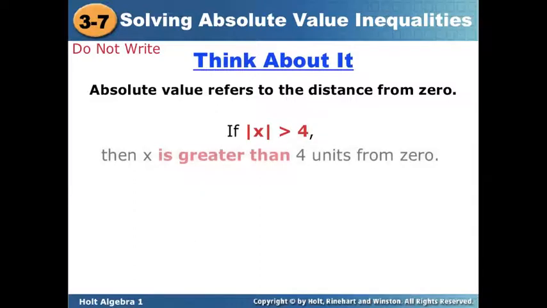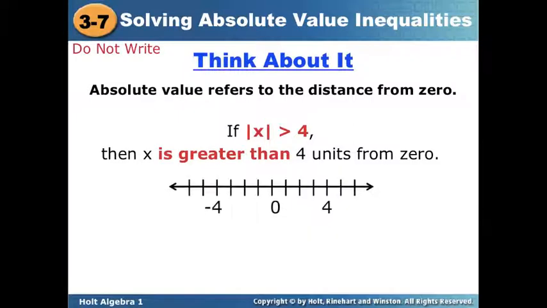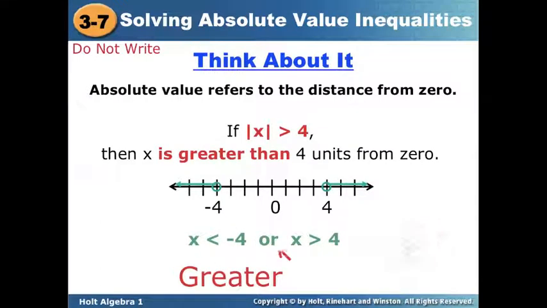So if we consider the absolute value of x is greater than 4, then that means it's greater than 4 units from 0. So here again, open circles, but greater than 4 units from 0, it shades x is less than -4 or x is greater than 4. To help you remember, you can think about "great-or."